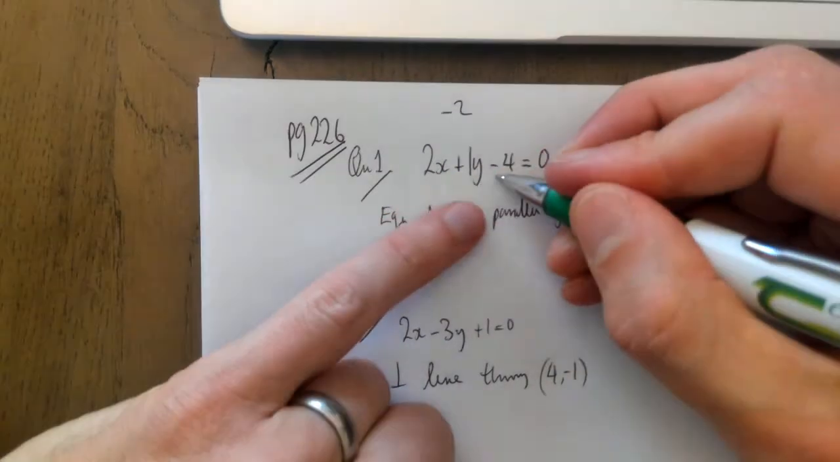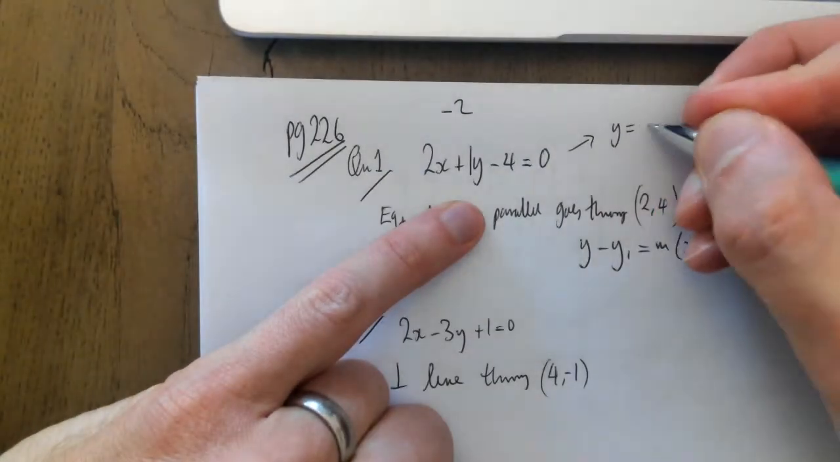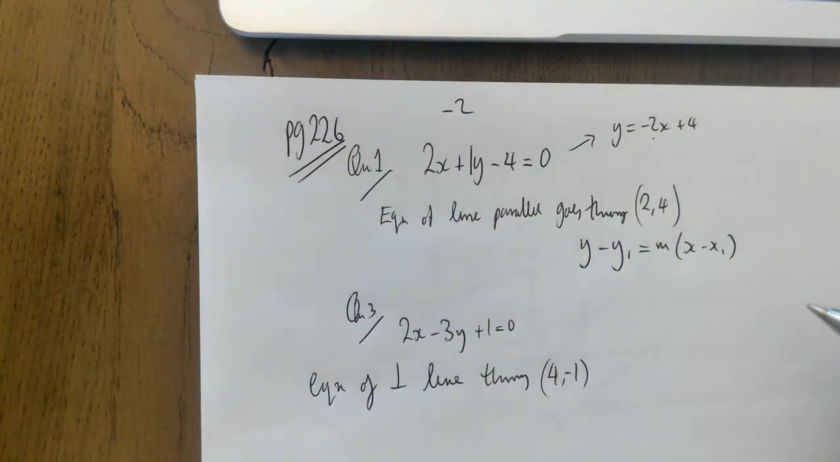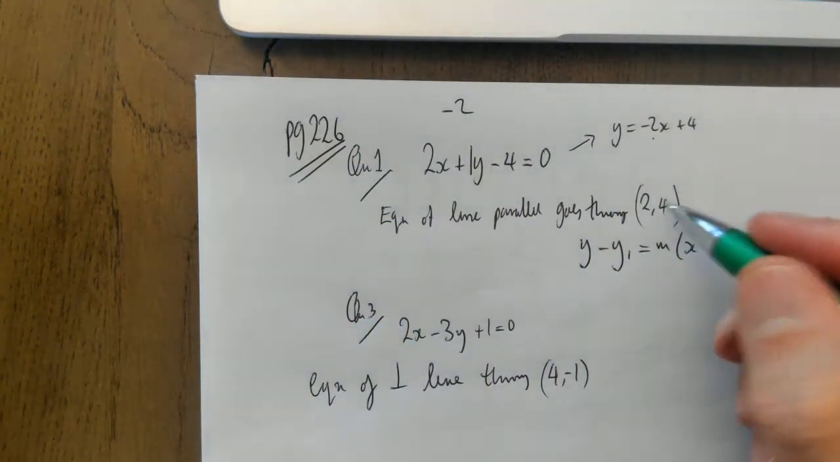Take away 2x, add 4 to both sides, gives me y is equal to minus 2x plus 4, so the slope is minus 2, okay? And there we are.